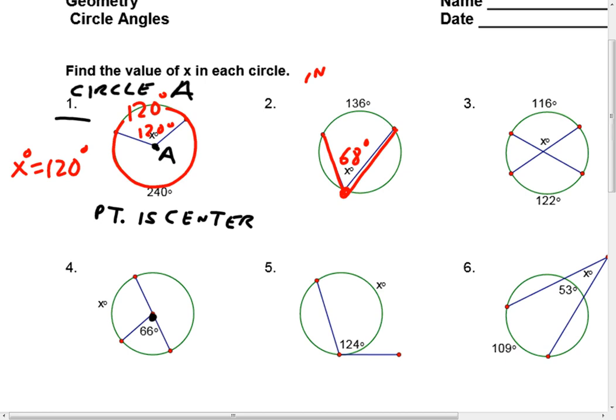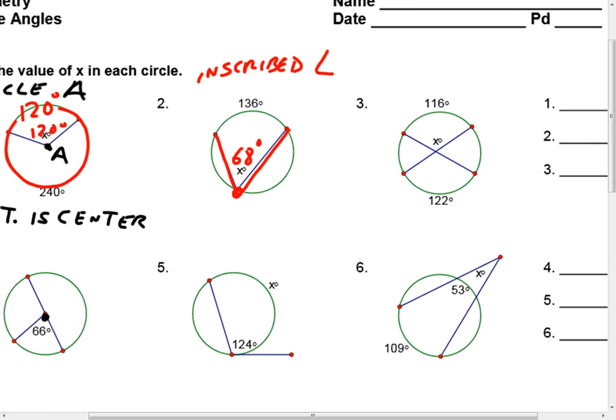If it helps, at least for these first few worksheets, write down what it is that you're looking at. How is this angle being formed? What are these 2 segments that are forming it? What do we call those segments? Chords. So this is what I would call a 2-chord angle.